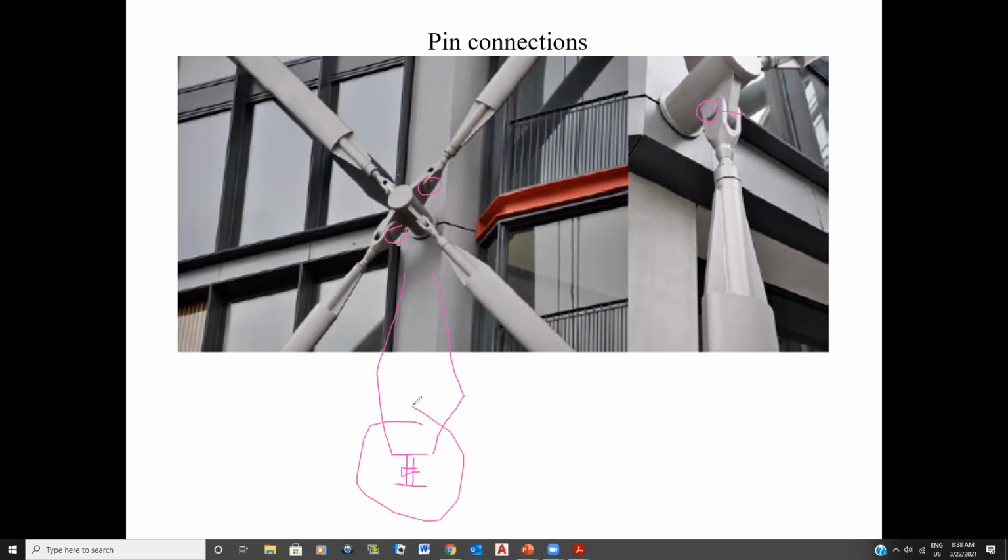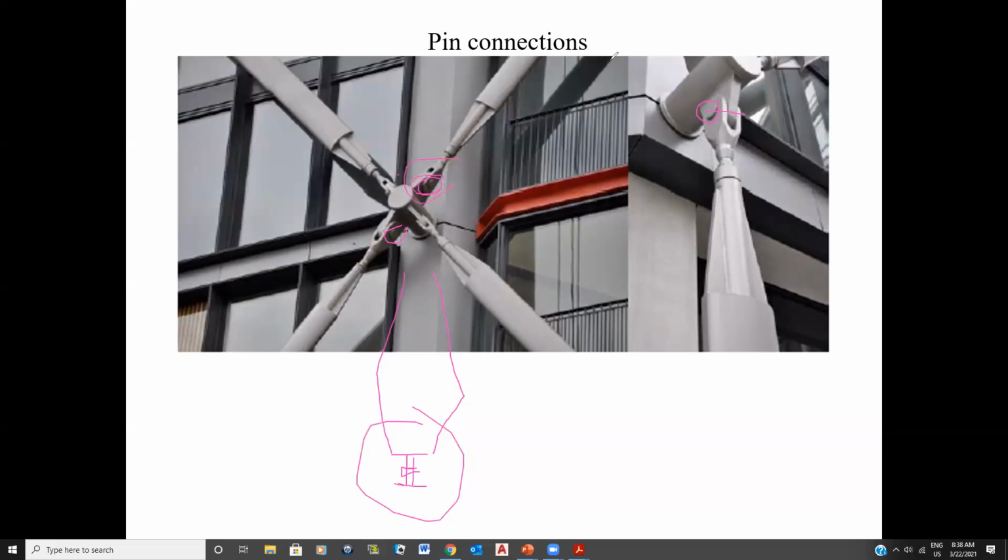Next time you go to Peel, look at the bottom. You're going to see they analyzed it as being pin connected. They actually created physically a pin connection. I'm sure there might be one at the top also, but just look at the bottom and you'll see this type of connection. In other words, you'll see a pin, literally, going through and holding this whole thing together.